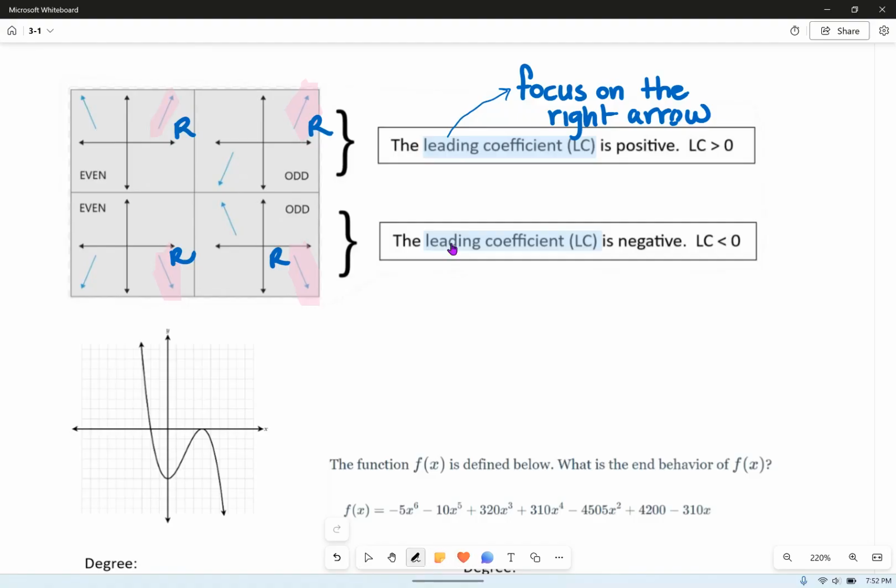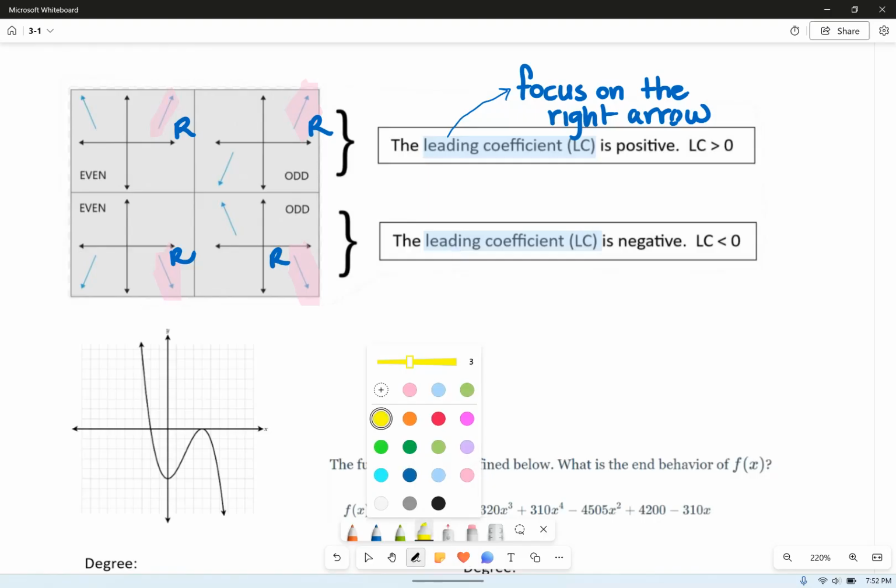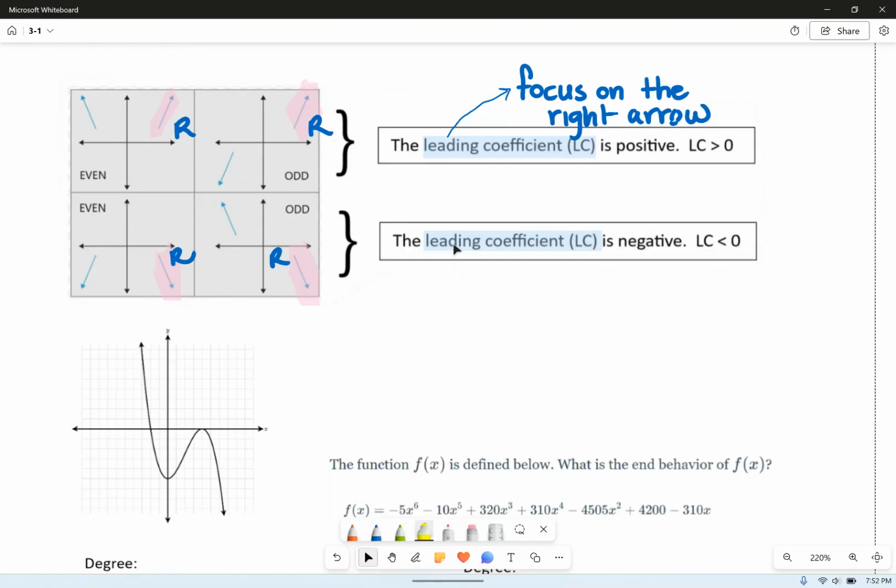So I want you to notice that if I tell you that a leading coefficient is positive, so for short we're going to use LC, okay? If I tell you that LC is positive, that means that your right arrow is going up, okay? If you see that the LC is negative, or less than 0, that means the right-handed arrow is going down.